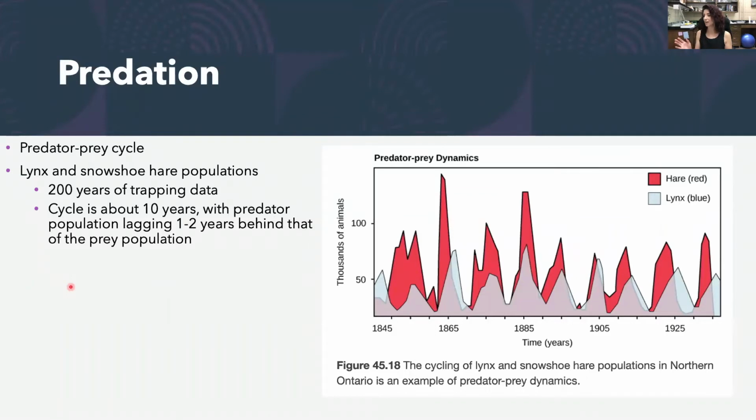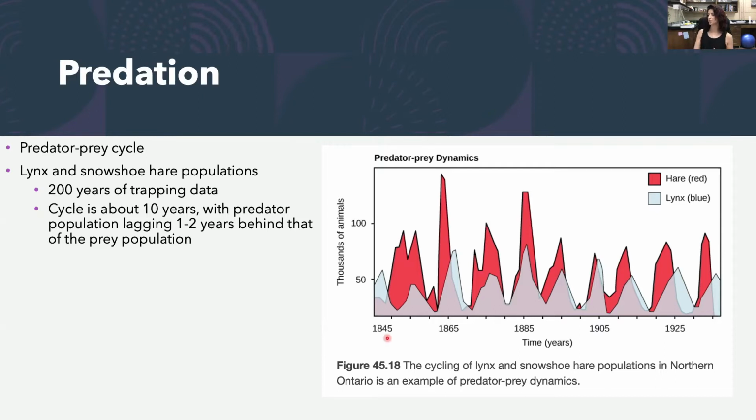Here we have perhaps what looks similar to what we saw a couple slides ago with a boom and bust. This, however, is the predator-prey cycle. Here we have data from the lynx and its prey item, the snowshoe hare. We have 200 years of trapping data, and this shows a cycle between predator and prey that lasts about 10 years, with predator populations lagging about 1 to 2 years behind that of the prey population.